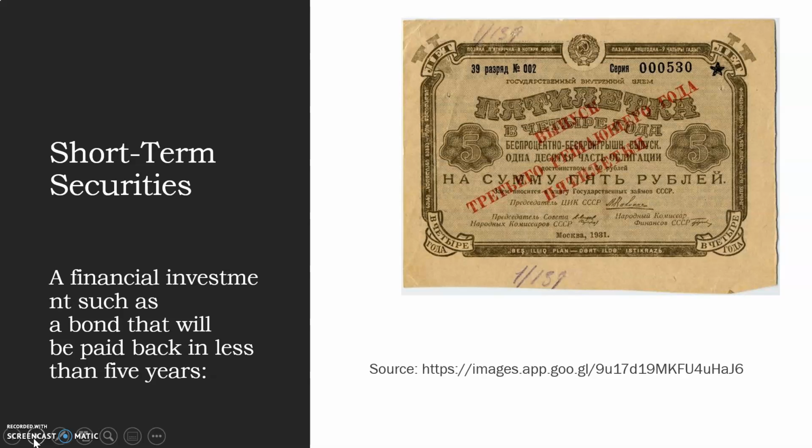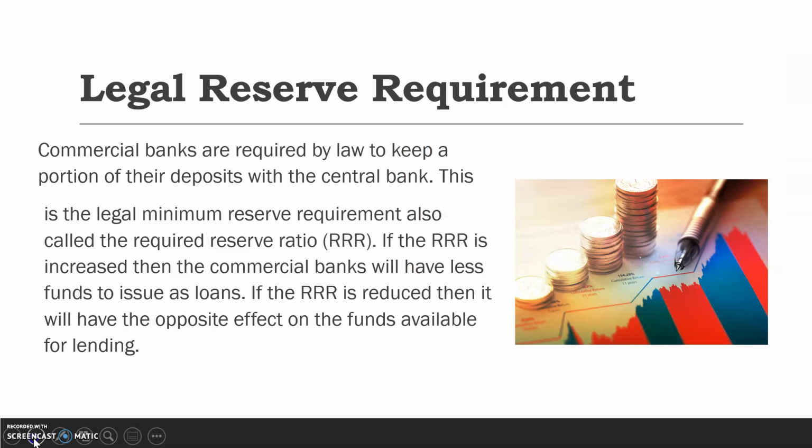Now, we want to look at some of these short-term securities. A short-term security is a financial instrument, for example, a bond that will be paid back in less than 5 years. And this is one of the examples of the debt instruments or securities that can be used in open market operations. Another concept or policy that the central bank can use is to adjust the legal reserve requirement.